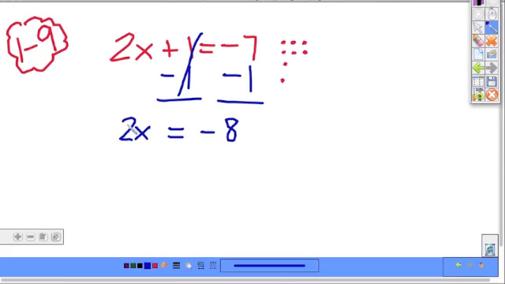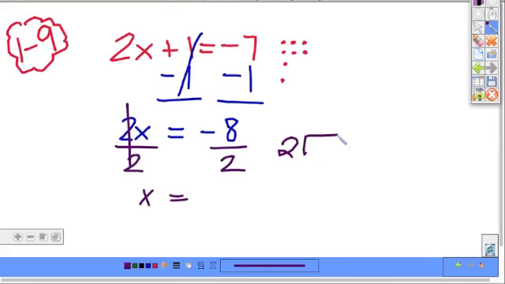Now I need to isolate this variable. I can get rid of it now. That 2 is being multiplied to that x. So what's the opposite of multiplication? Division. So I'm going to divide by 2. What you do to one side, you do to the other side. These 2's cancel out and x drops down. 2 goes into 8 how many times? Because remember, top number goes inside the box. Okay? So 2 goes into 8 4 times, and now I'm asking myself, a positive times a negative equals a negative. So my final answer is x equals -4.